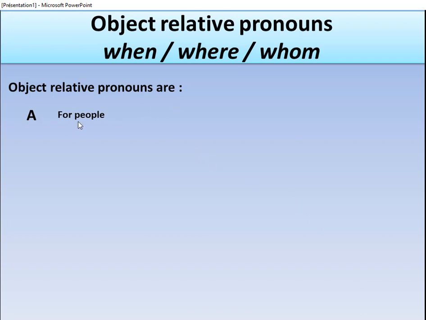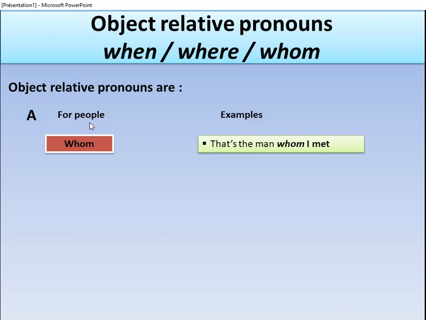Okay, let's start with the object relative pronouns. We use them for people. For people we use whom, and we use who and that or nothing. So let's start with whom. How do we use whom to refer to a person? Example: that's the man whom I met.